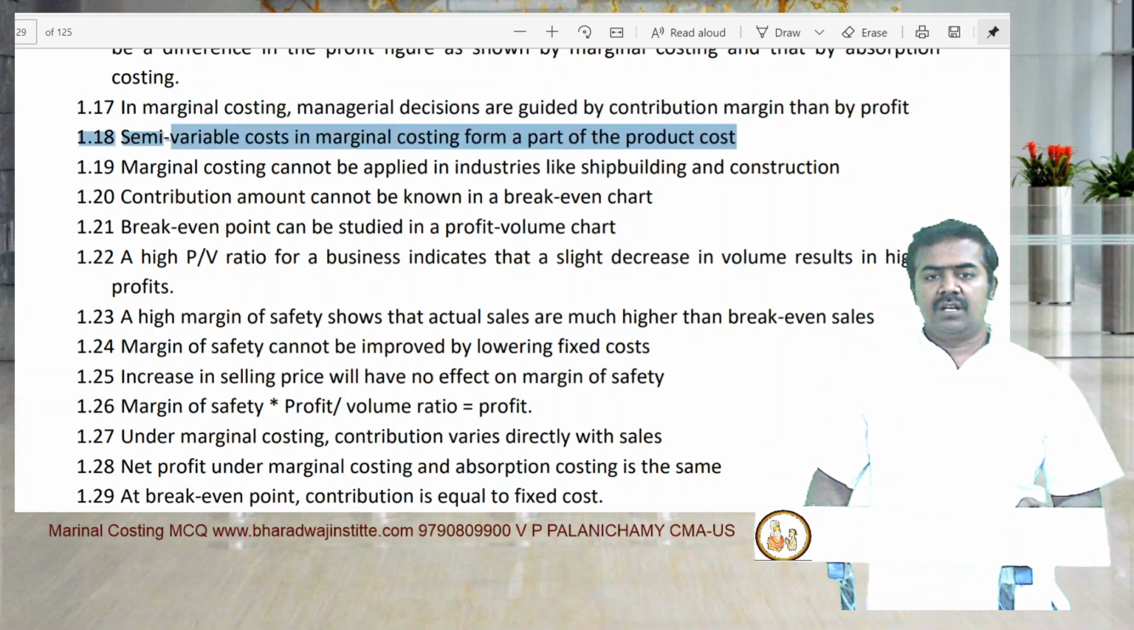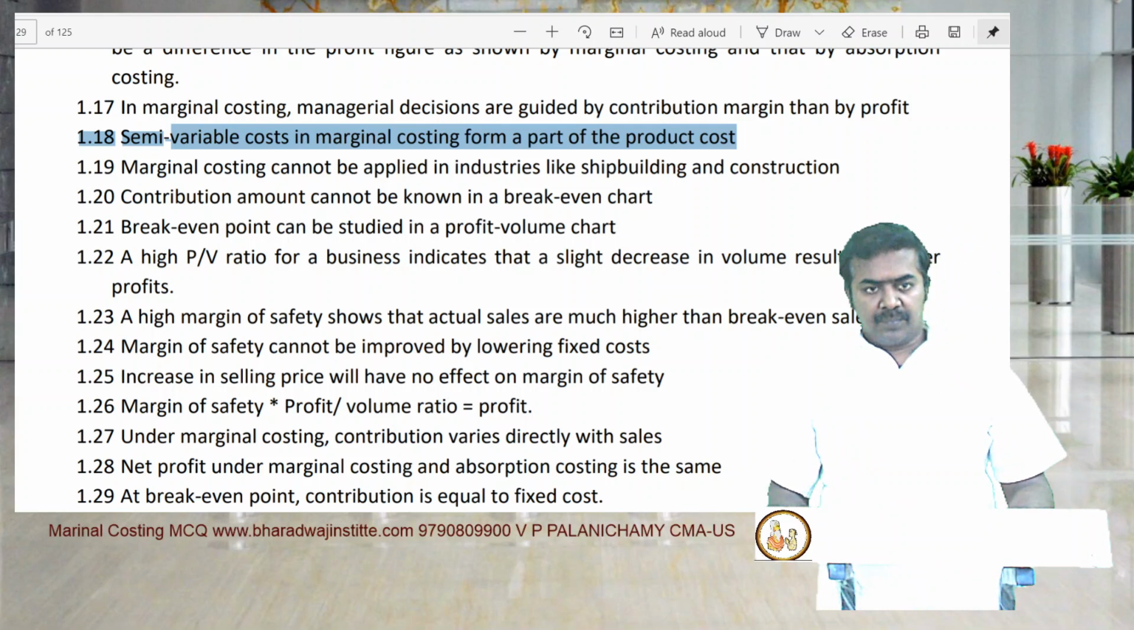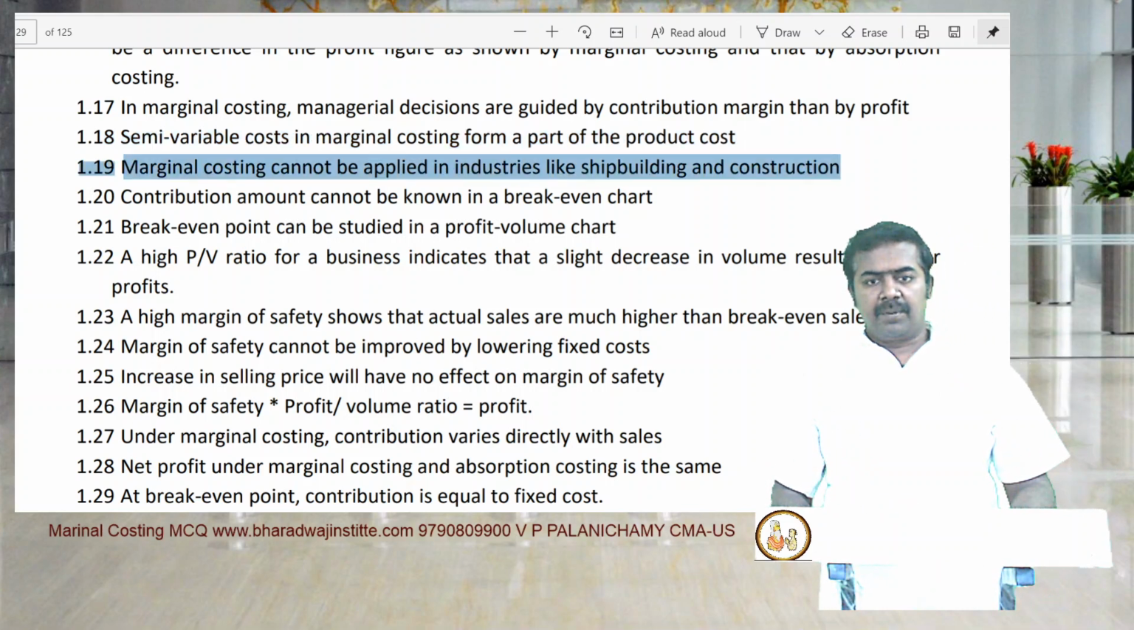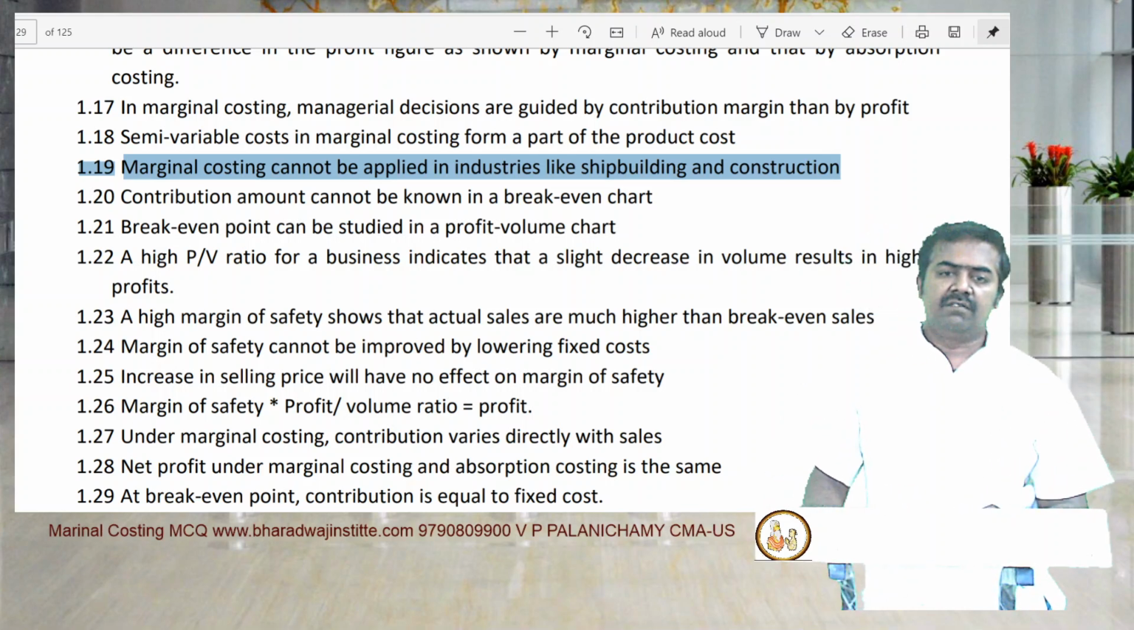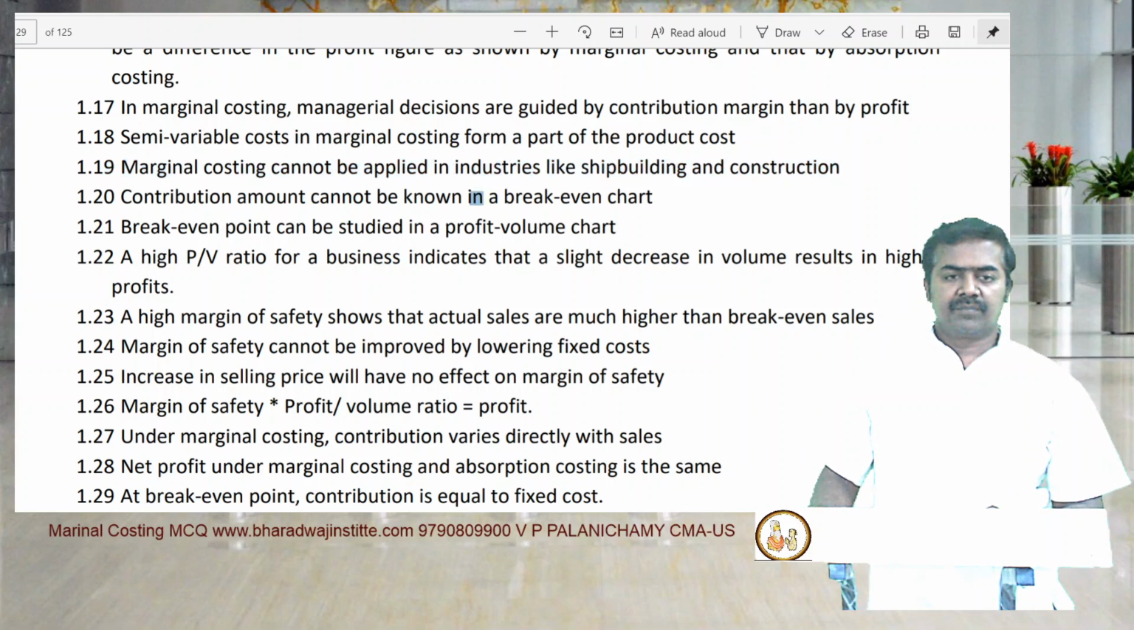Semi-variable cost in marginal costing form part of product cost. Yes, let it be variable cost or semi-variable cost, it is forming part of production cost. True. Marginal costing cannot be applied in building business. Yes, where you find more fixed costs are involved or more job oriented costs are involved, it cannot be applied.